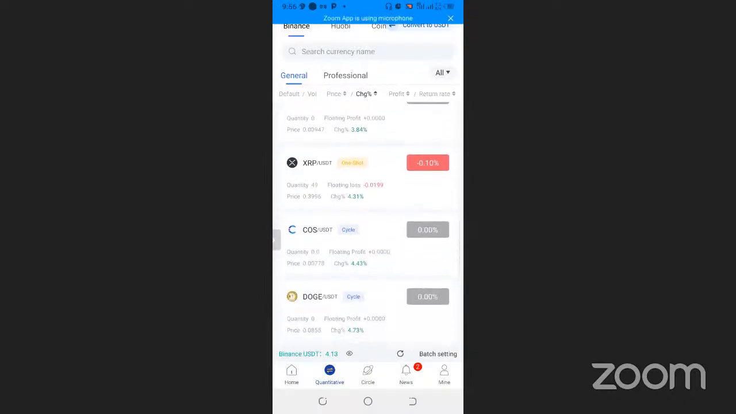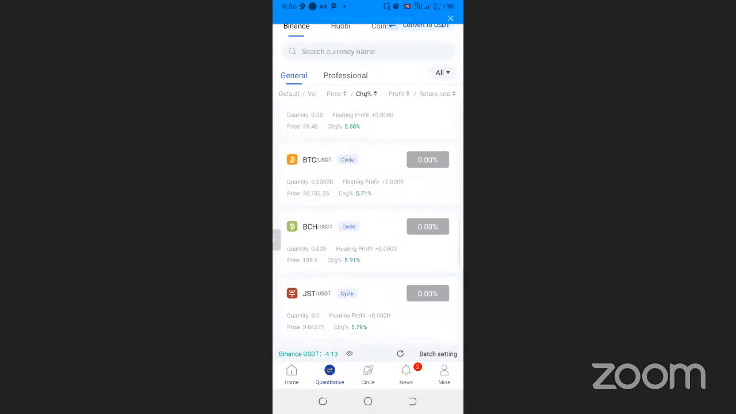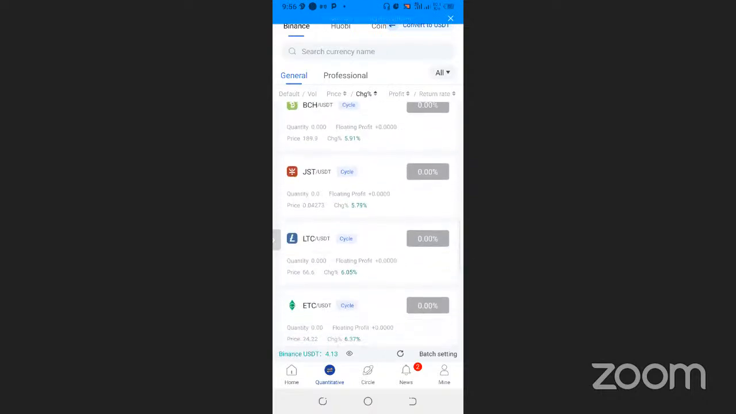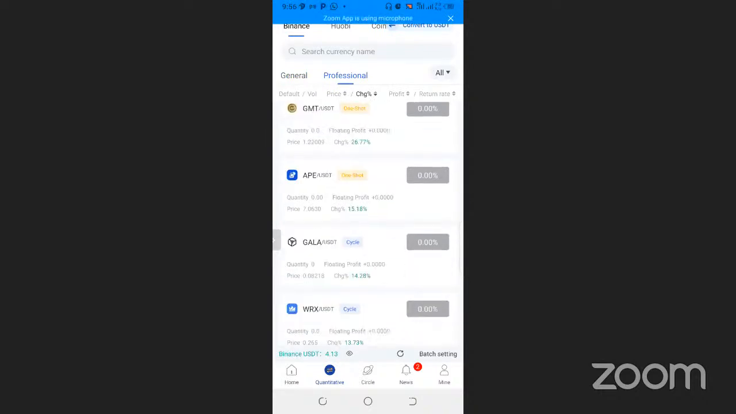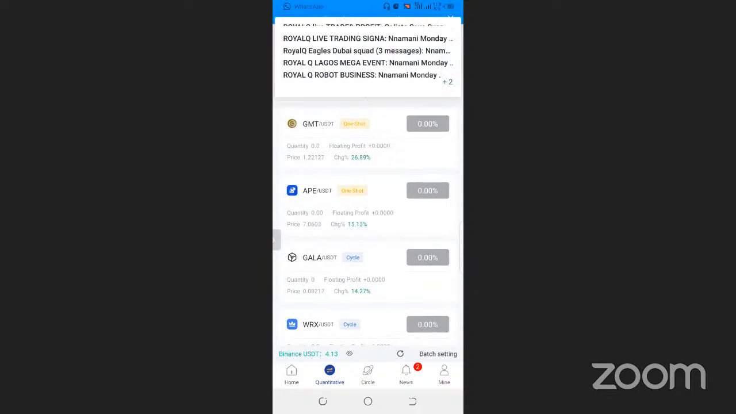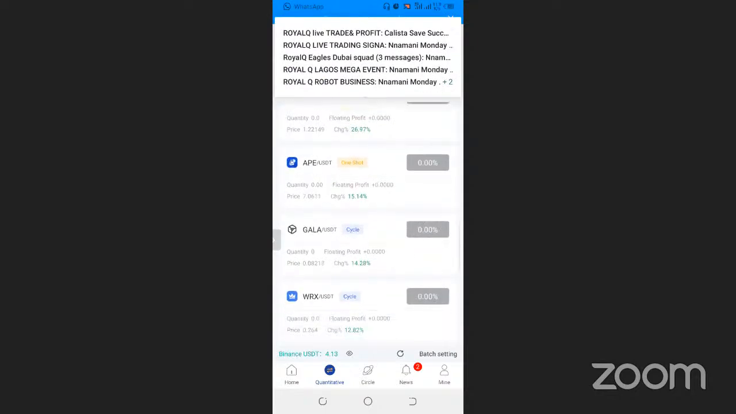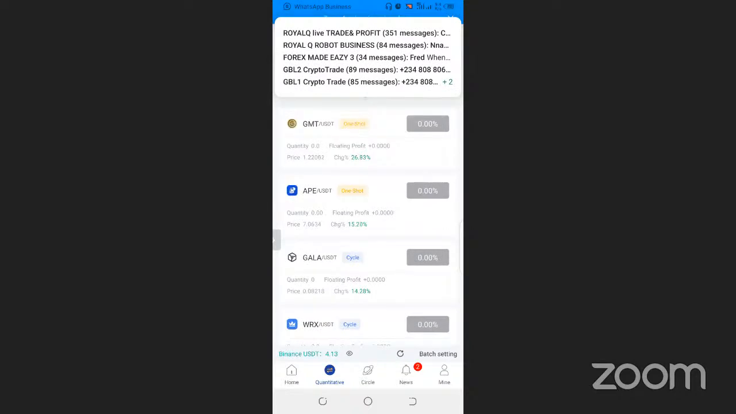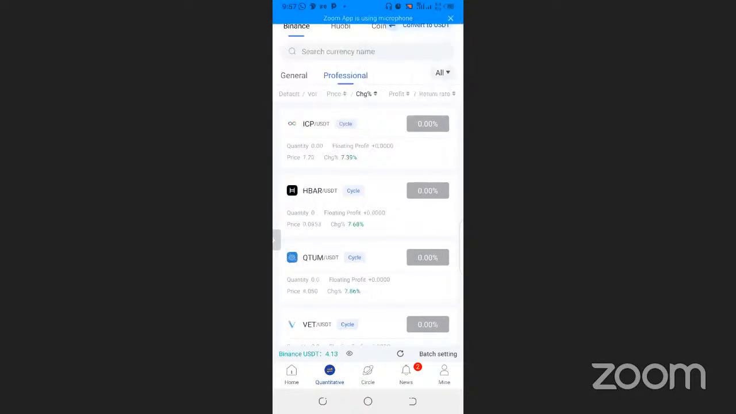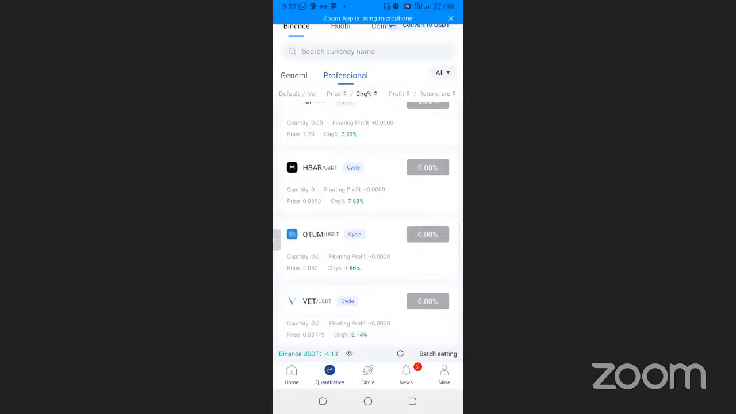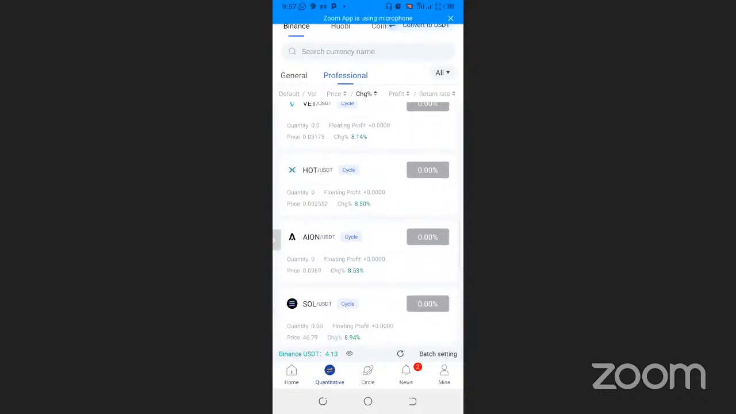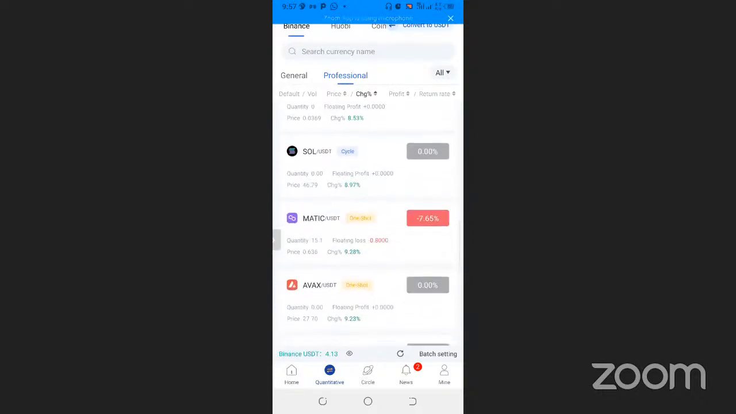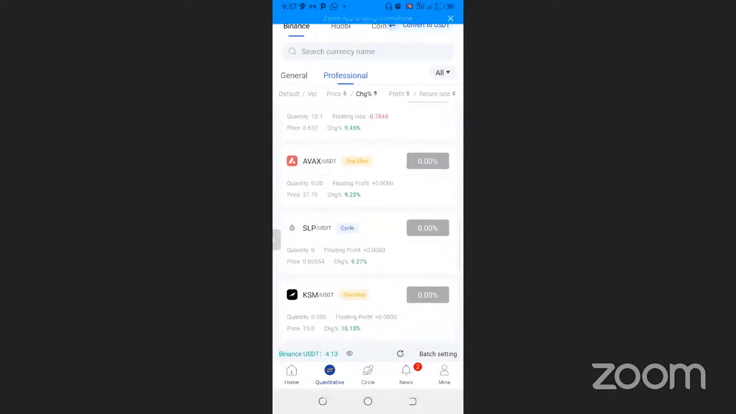Now we move forward to the next coin to trade at the moment. Let us look at the professional too, because we have so many coins there in professional. Now we need to look at Apple. Let us look at Apple, if it's ready for us to trade or not. We have XRP, which I already checked, and Matis is also coming.